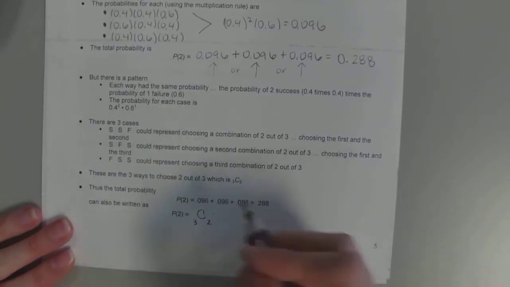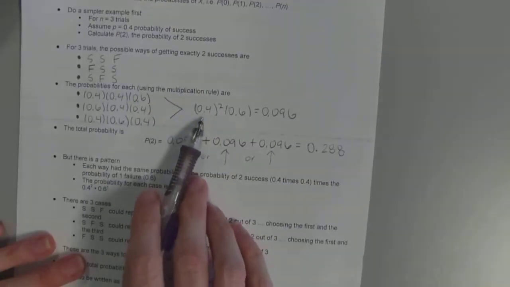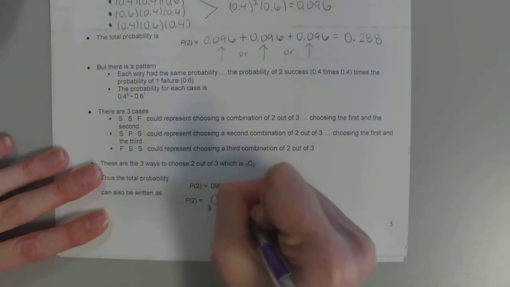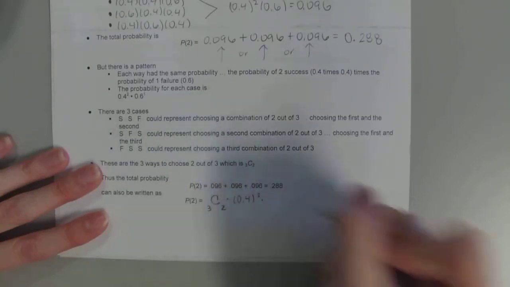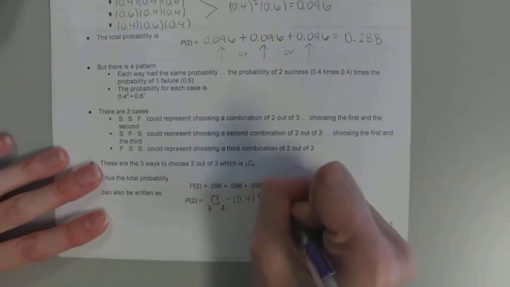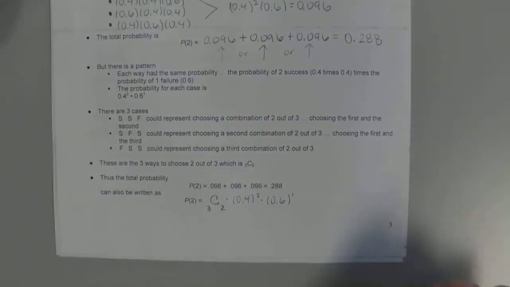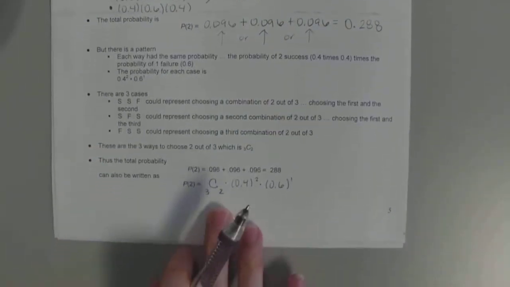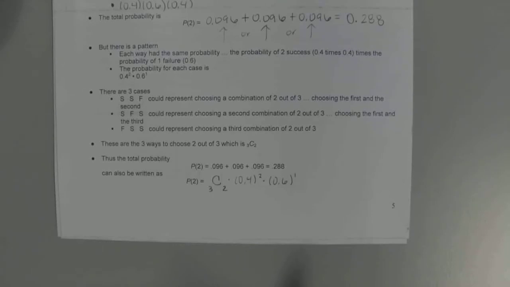Then what did we do? We said, okay, times 3. How many successes did we have? 2, so we had 0.4 to the second power. And then how many failures did we have? 1, so we had 0.6 to the first power. If you put that in your calculator, guess what you get? You get the 288, okay?